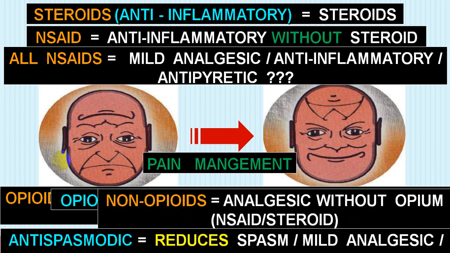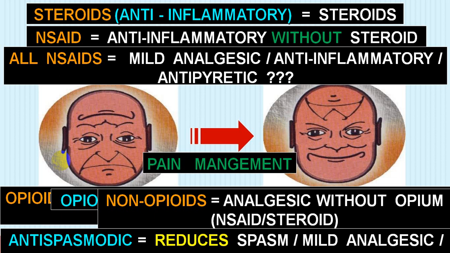While antispasmodics reduce spasm of smooth muscle present in certain structures like small intestine, large intestine, stomach, esophagus, gallbladder, ureter, etc. In all these structures, there are smooth muscles. And when this smooth muscle undergoes spasm, it will produce pain. So by reducing the spasm, it will reduce your pain and they will act as a mild analgesic.